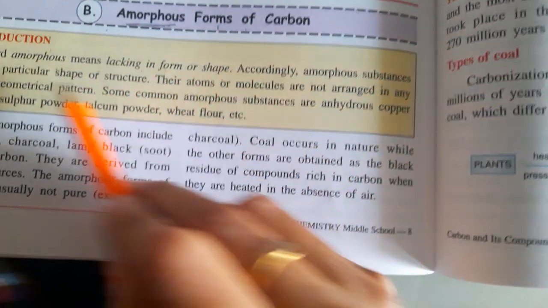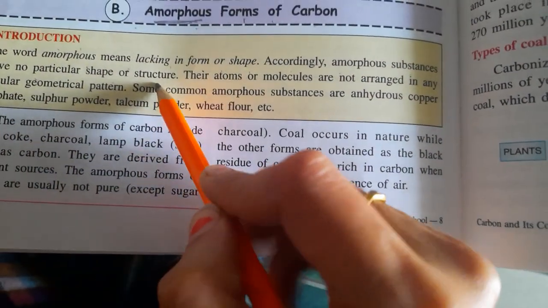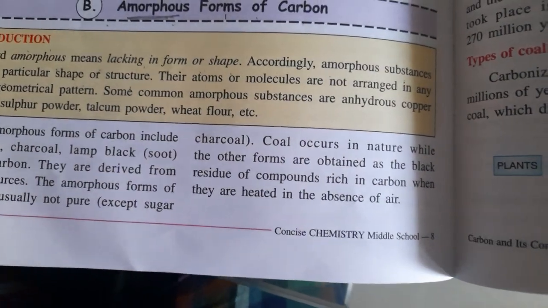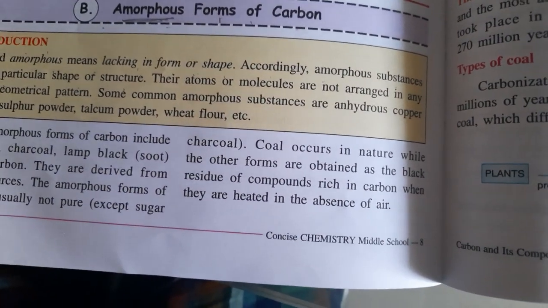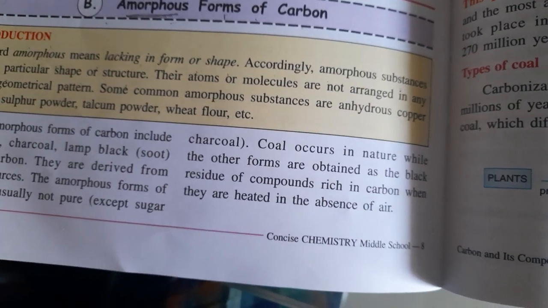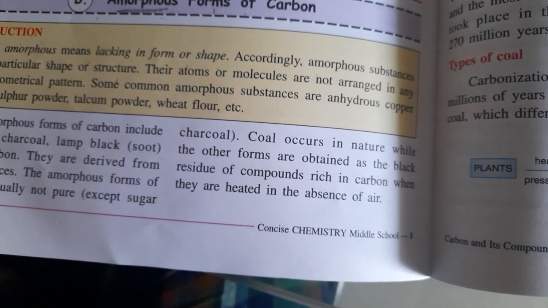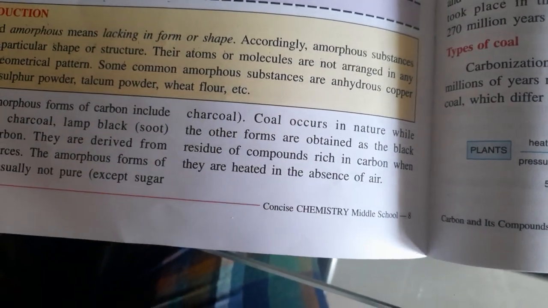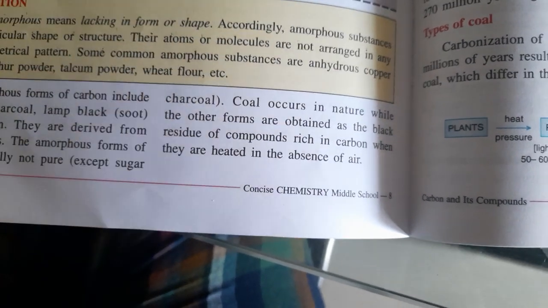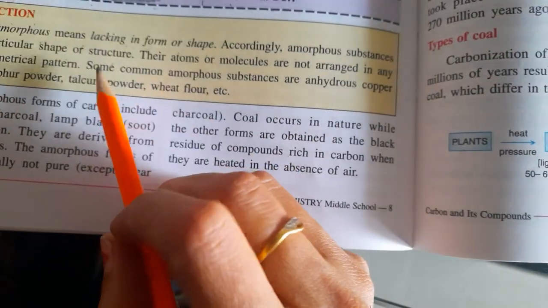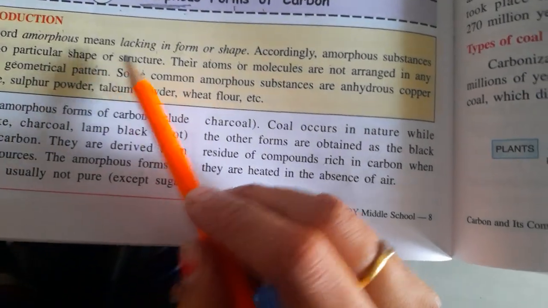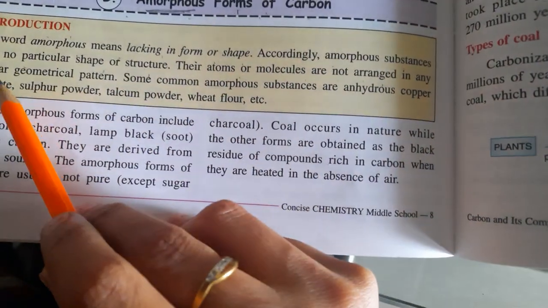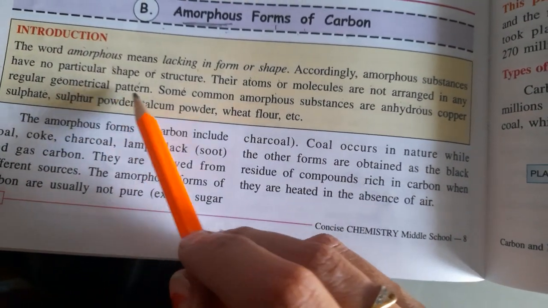Amorphous substances have no particular shape or structure. As you know, a crystal like salt, when you sprinkle it, has a particular shape, so you can see that the crystals are there. But with talcum powder, have you observed the very smooth texture it has? Why? They do not have any shape or structure, so their atoms or molecules are not arranged in any regular geometrical pattern.